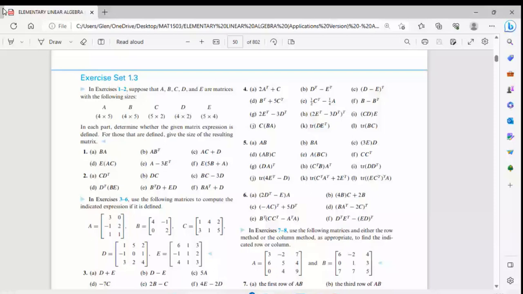Yes, we agree. Now remember, we add or subtract the corresponding entries. In this case, we will have half minus 3/4, the first entry. Do we agree?